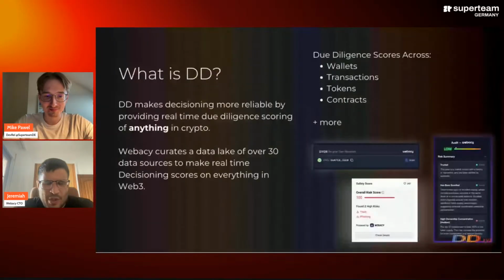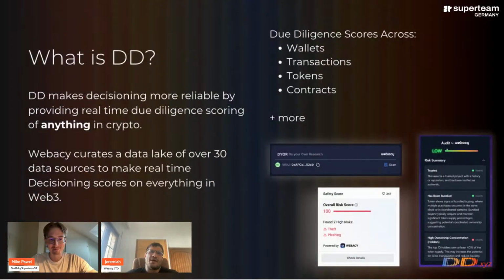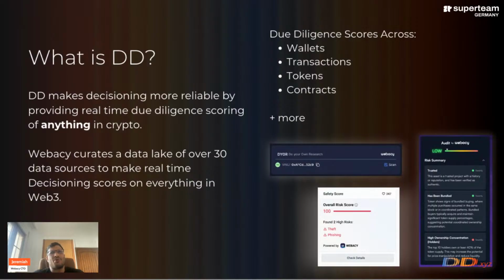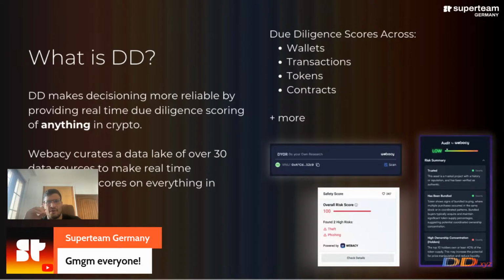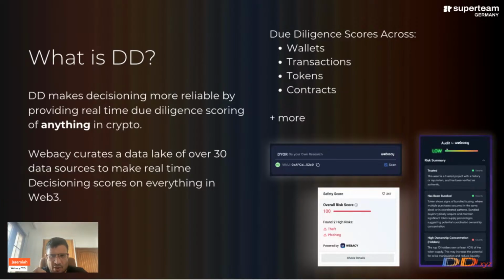Cool. So yes, what is Webacy DD? We're kind of like a one-stop shop for everything security in the Web3 crypto space. And DD makes decisioning more reliable, providing real-time intelligence and scoring for anything in crypto: wallets, transactions, tokens, contracts. And we curate a data lake of over 30 data sources to make real-time decisioning for all kinds of entities or IOCs in Web3.